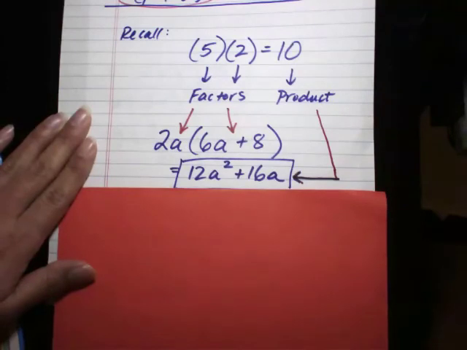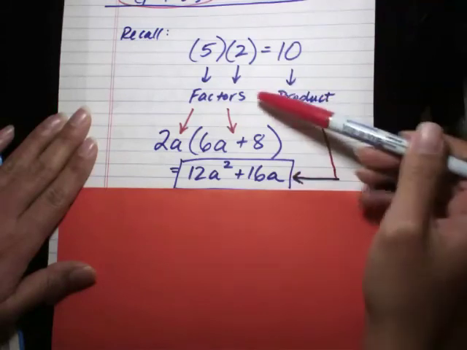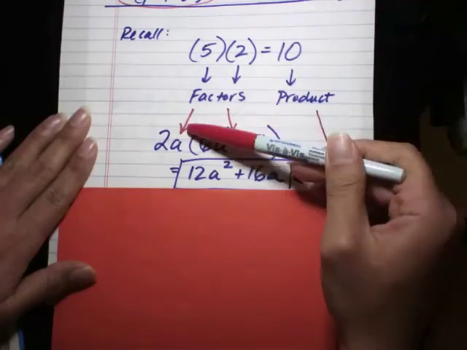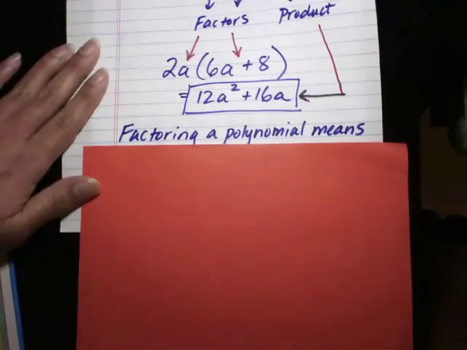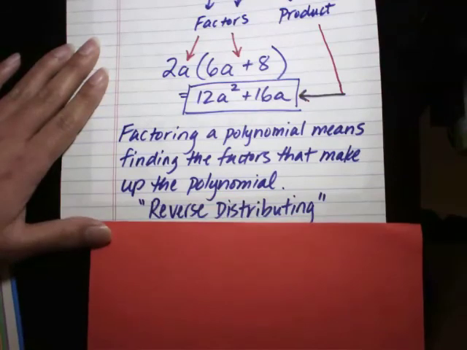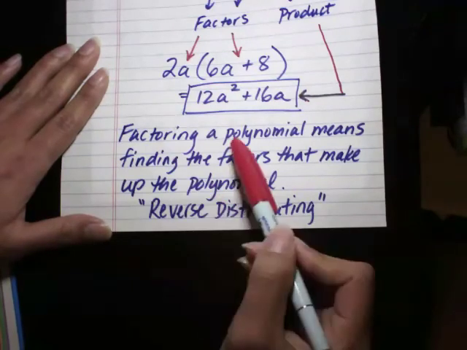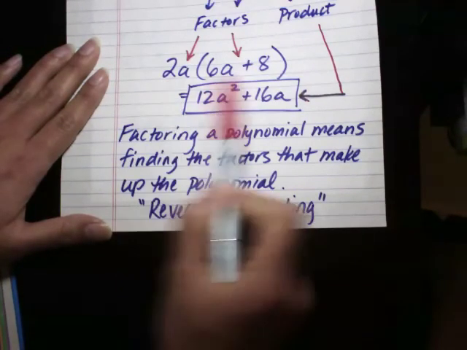Okay, so the act of factoring, which is what chapter 8 is all about, is going in reverse. We are going to start with a product and we're going to back our way into determining what the factors would be. Okay, so factoring a polynomial means finding the factors that make up the polynomial. And some people consider this reverse distributing. You're distributing but in reverse. Instead of multiplying in, you're dividing out in order to get your two factors.